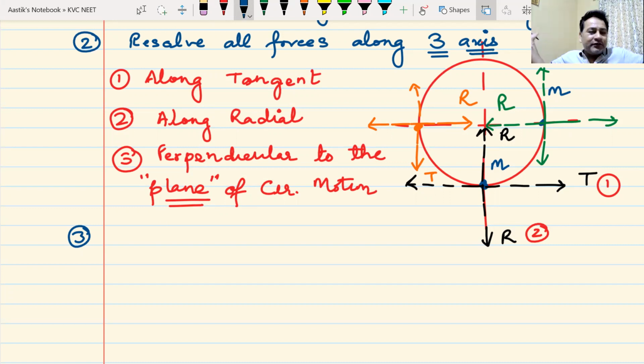Sit and relax. Okay, my job is done. I have drawn the free body diagram. I have resolved the forces. Now let me sit and relax. The question will solve itself. Does it happen that way? No.